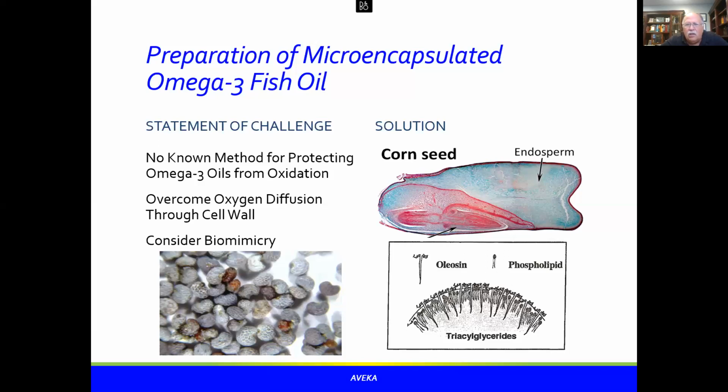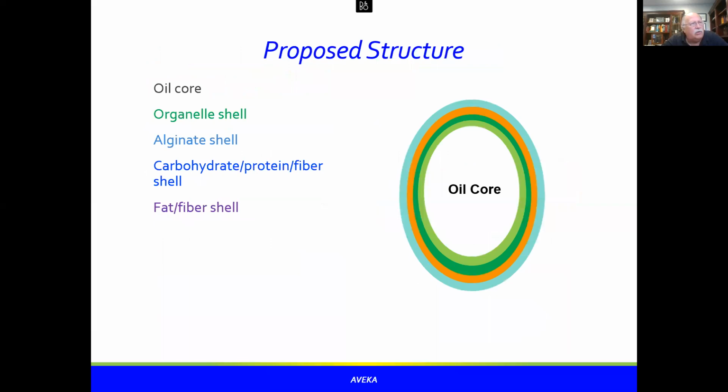And an organelle is a phospholipid monolayer that's stabilized by oleosins, which are specific proteins that actually stabilize the structure. So what we decided to do is let's biomimic a seed and see if we can come up with a material that actually works well for us. So the structure that we came up with looked like this.